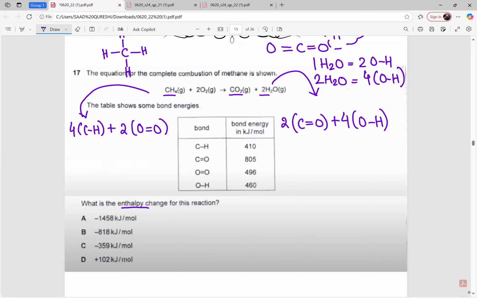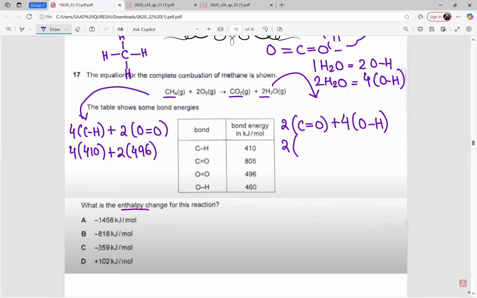Substitute the values. 4 C-H 410, 2 O double bond O 496, 2 C double bond O 805 plus 4 O-H 460. If we solve all of them and find out the delta H, reactants minus products, we get the answer minus 181. So that's the answer.